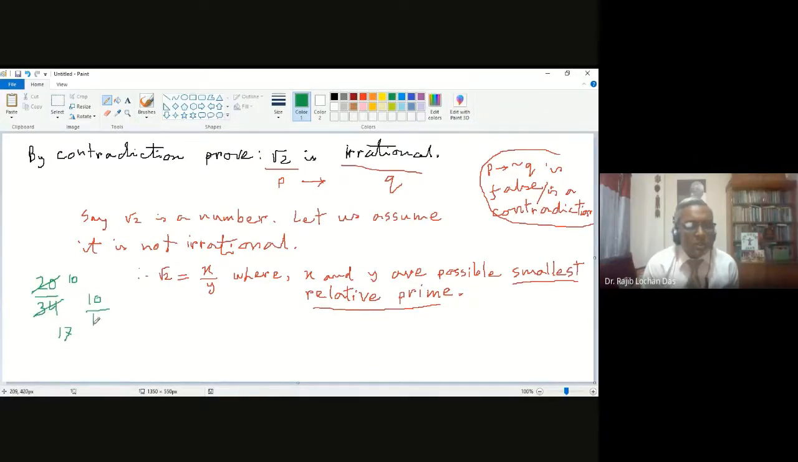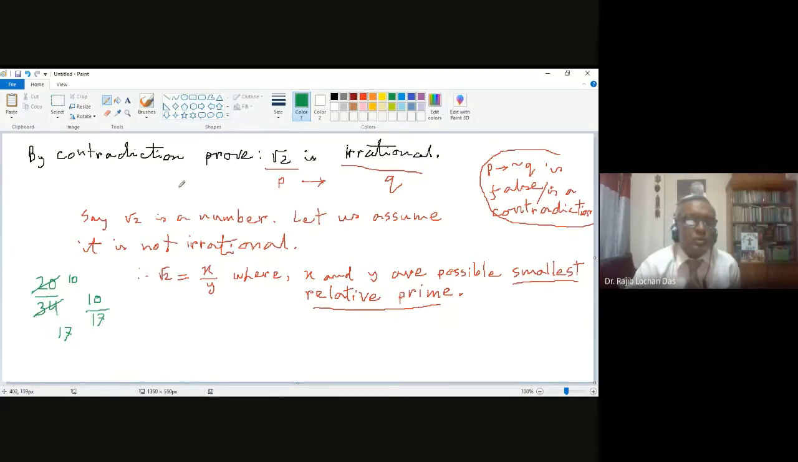These are the possible smallest relatively prime numbers. Can you cancel any more for 10 and 17? Not really, not possible. Individually 10 is not a prime number, but they are relatively prime because there is no common factor in these two numbers. So x and y will be something like this.